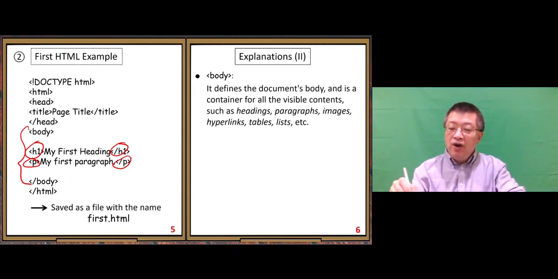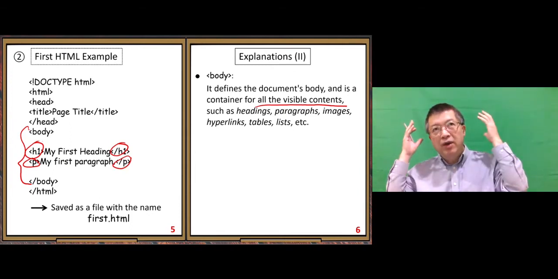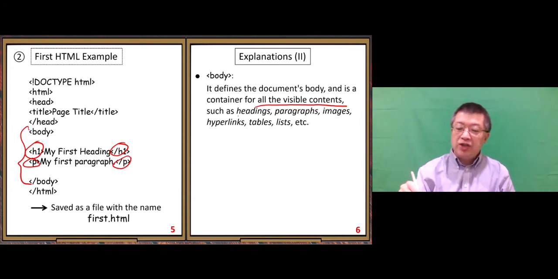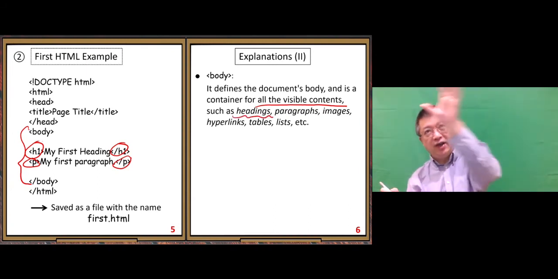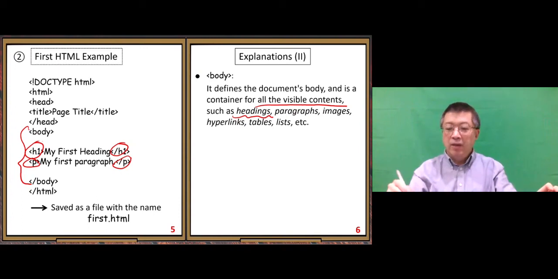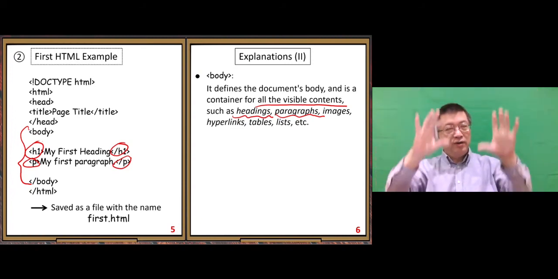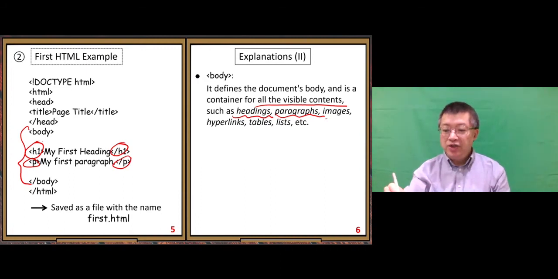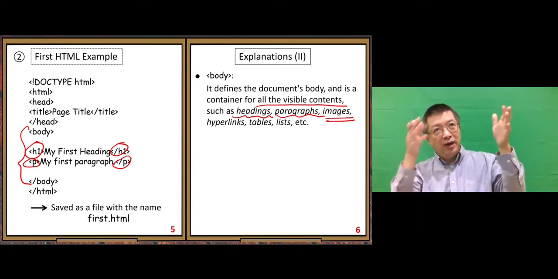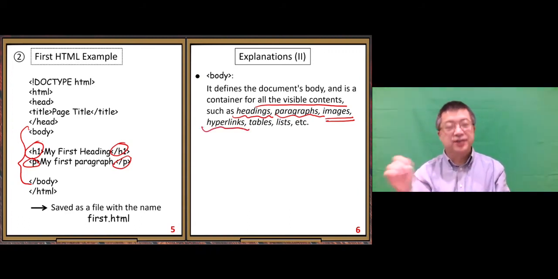All right. So for all visible components, you want to make your web browser render those visible contents, such as headings. We will see the headings, right? So for one big article, you want to put appropriate headings at different places. Paragraphs: you want to divide your article into several paragraphs. Images: you want to embed or position images somewhere.